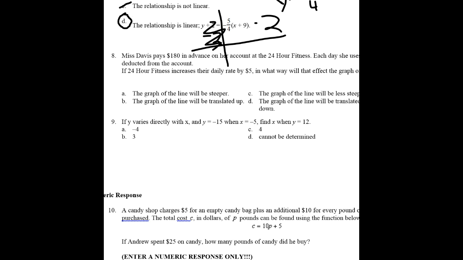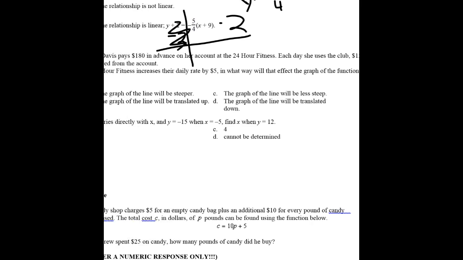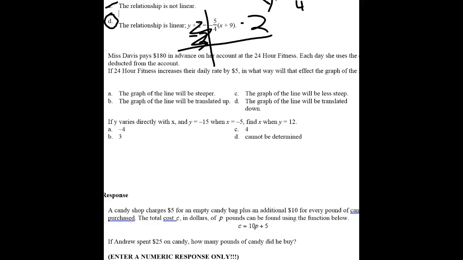Number 8. Ms. Davis pays $180 in advance on her account at the 24-Hour Fitness. Each day she uses the club, $15 is deducted from the account. If 24-Hour Fitness increases their daily rate by $5, in what way will that affect the graph of the function? So we really don't have to do any calculations here. We just have to think about it.